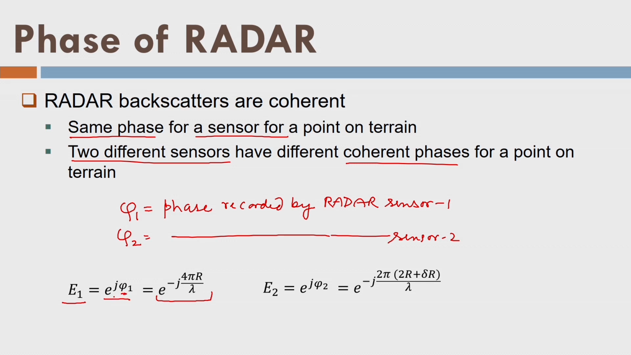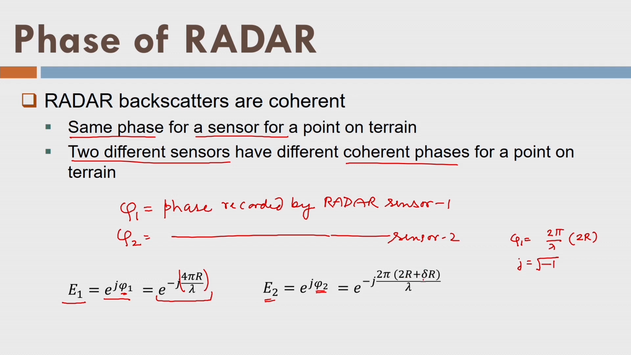Phase psi 1 can be represented as 2 pi upon lambda into the distance traveled, which is 2r here, so I am writing it like this, where j is the square root of minus 1. For the other sensor, I observe the phase psi 2 for the same point, and I know the distance from the other sensor, sensor number 2, is r plus delta r.